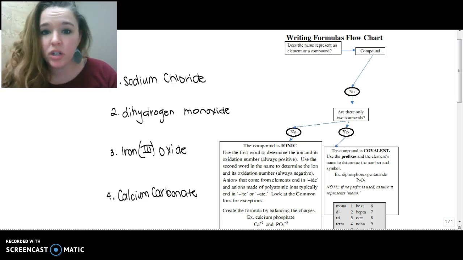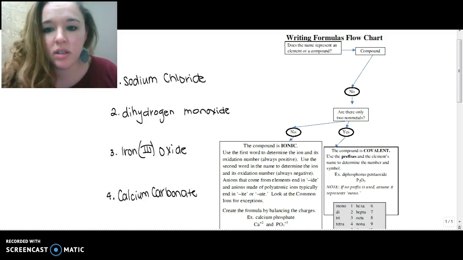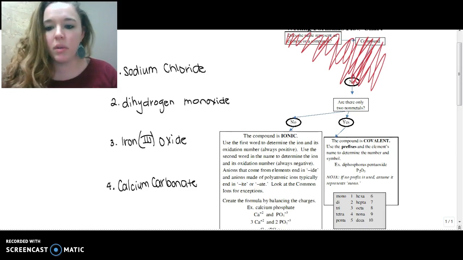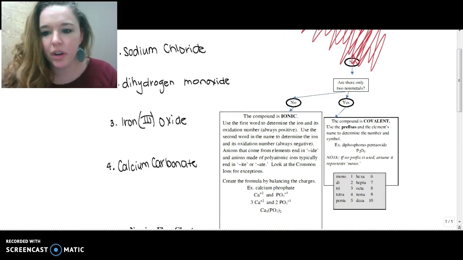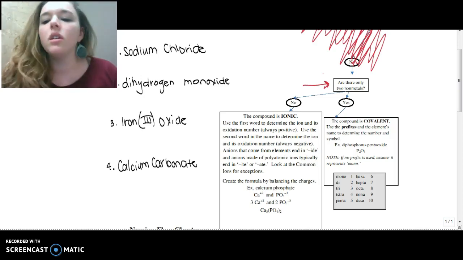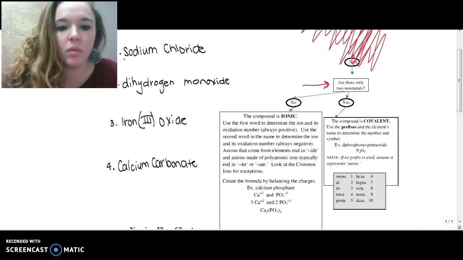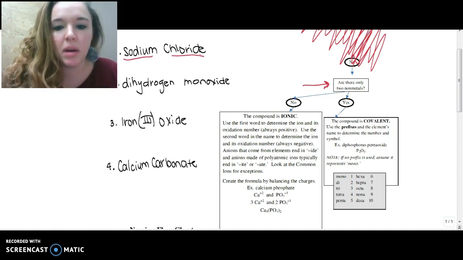First one that we're going to do is sodium chloride. So what I do want you to do is just forget about this little mistake that was made right here. And we're going to start with the third box here. So it says, are there only 2 nonmetals? And what you want to identify is, are the elements listed metals or nonmetals?